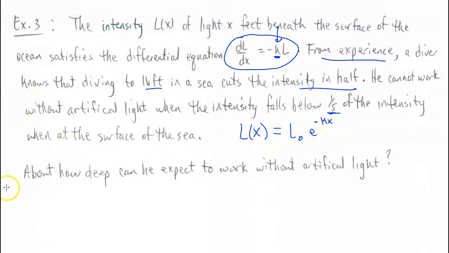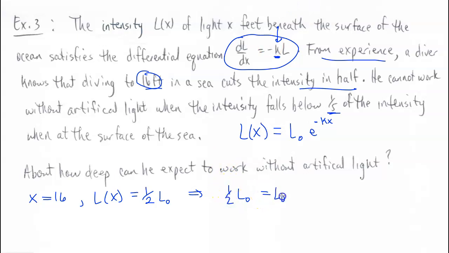Once we're here, we know that when we're at 16 feet deep, the intensity is half. So when x is 16, L of x is going to be 1/2 of what the initial intensity was. So I do 1/2 of the initial intensity and substitute in my 16 for x. The only thing I don't know here that I need to solve for is k.